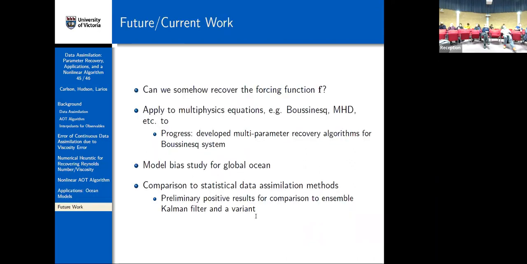We're doing a bunch of different things with multiple parameters. I'm also trying to work on a model bias study for the global ocean. That's kind of on the back burner because we're editing this paper. And then also some comparisons to statistical data assimilation methods, which we need to talk to Price and Viswas about as well. And then we're also looking at recovering potentially the forcing function. So that's kind of a general overview of some things, but with high focus on the parameter recovery. So I hope that's interesting.